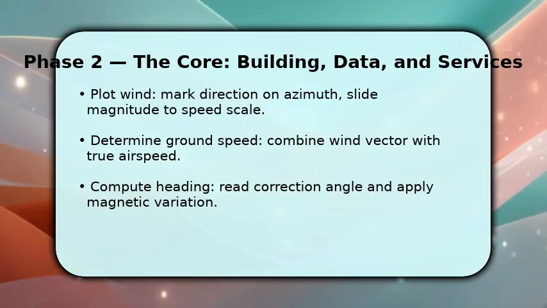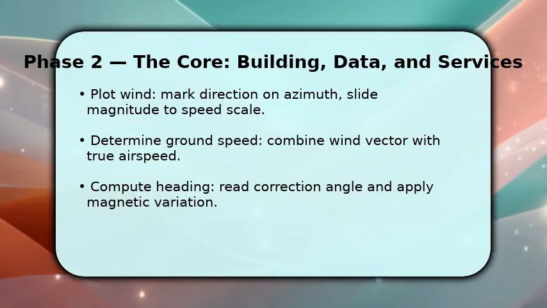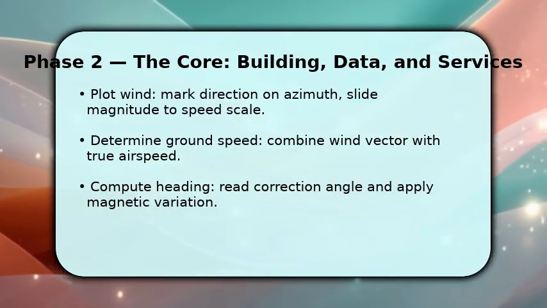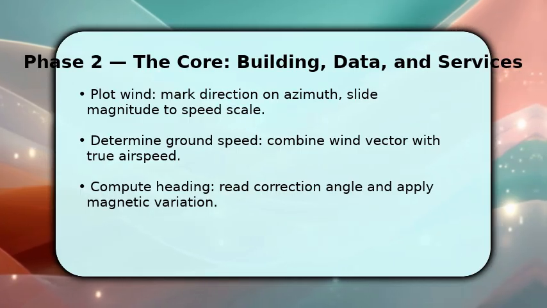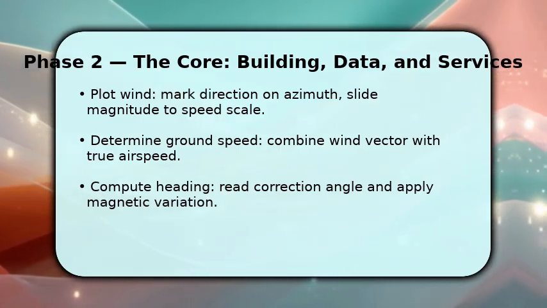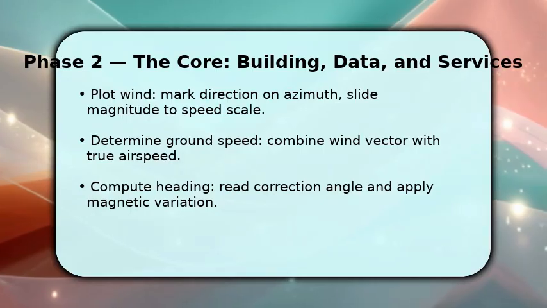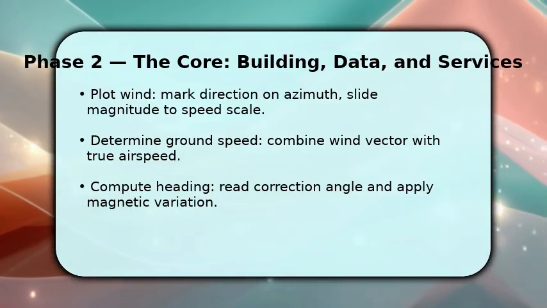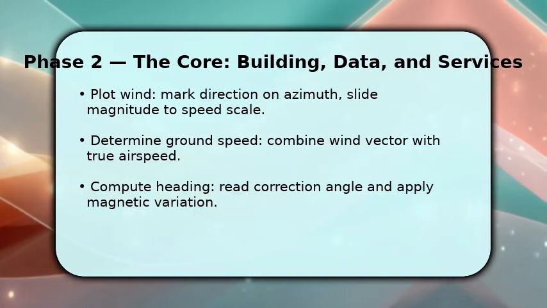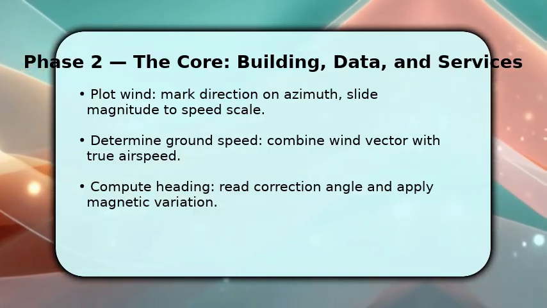Now you enter the wind and speed calculation sequence. You place the wind direction on the azimuth and slide the magnitude so it reads correctly on the speed scale. This creates a wind vector. Then, transfer that vector to the true airspeed mark to read ground speed. This step tells you how the wind alters progress.